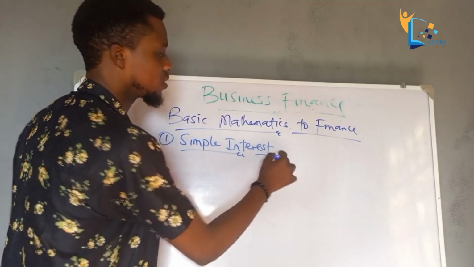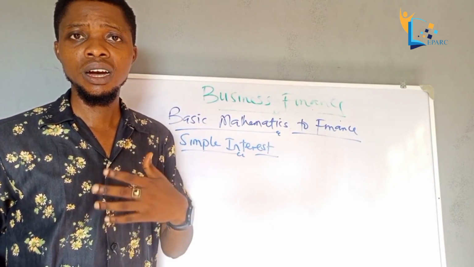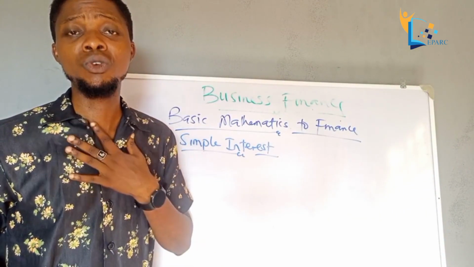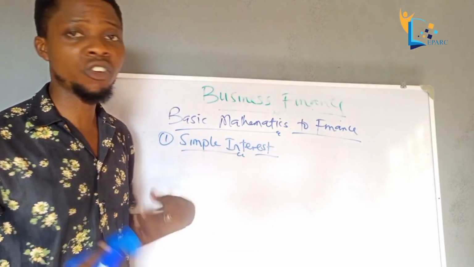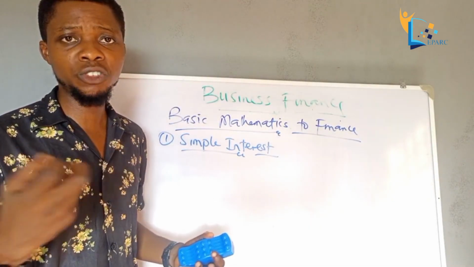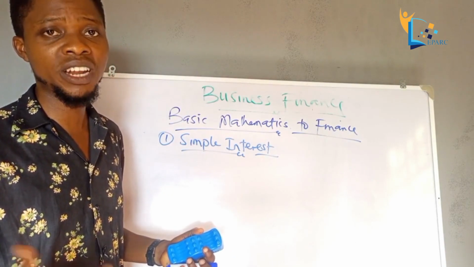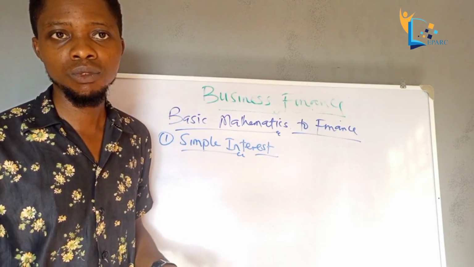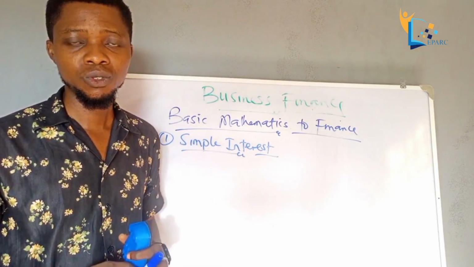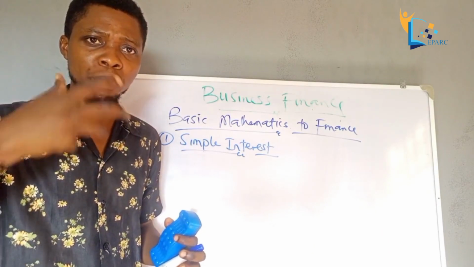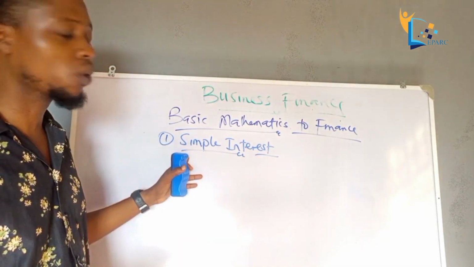Now, simple interest is simply the amount paid for using a particular sum of money over a period of time. In a nutshell, it is the rate you pay for using a particular sum of money over a period of time, say in years. It's usually in years, let's say 12 months, 2 years, 3 years, as the case may be. That particular amount you pay is what we call simple interest.